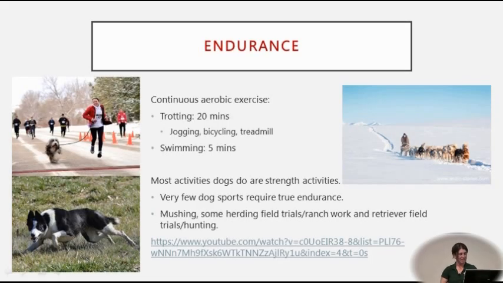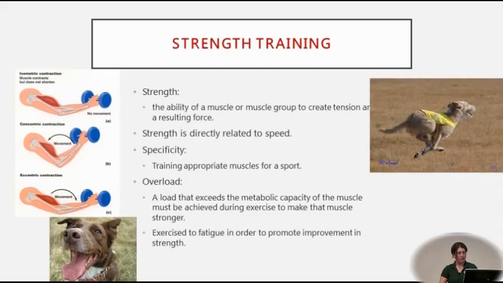Okay, so that's some ideas that you can have about endurance recommendations for your clients. Now we'll talk about strength training. This is a big topic with all kinds of directions that we can go. Strength is the ability of a muscle or muscle group to create tension and thus resulting force. Strength is directly related to speed. And specificity is important in conditioning too, to make sure that we're working on the target muscle for strengthening.